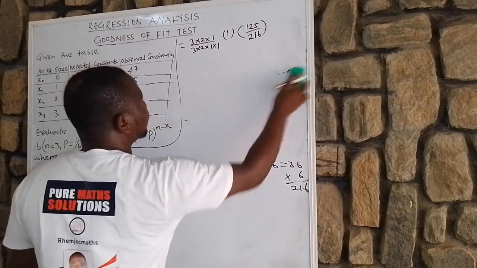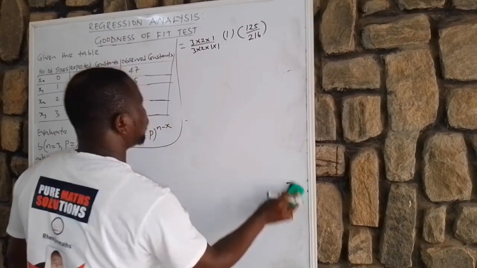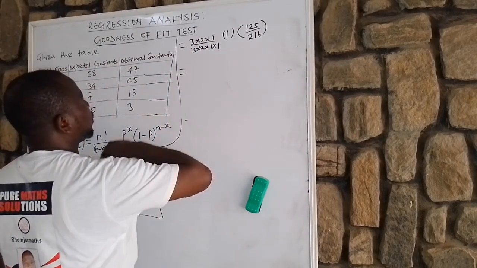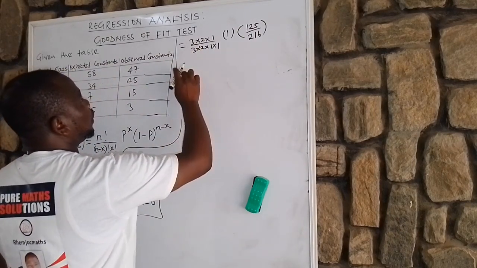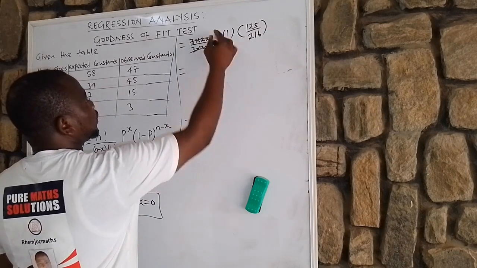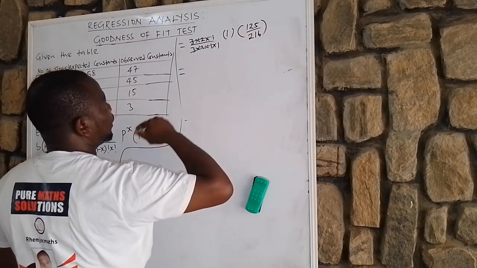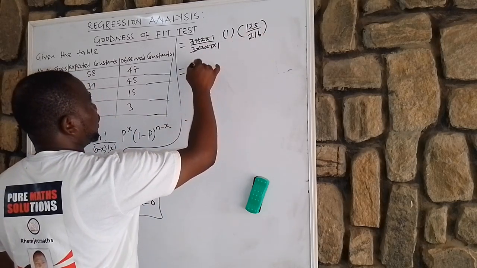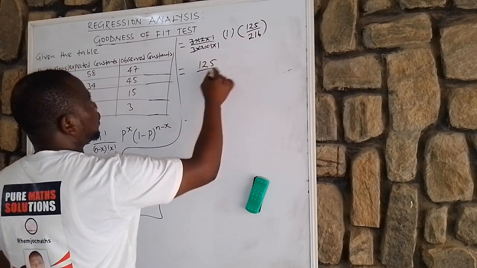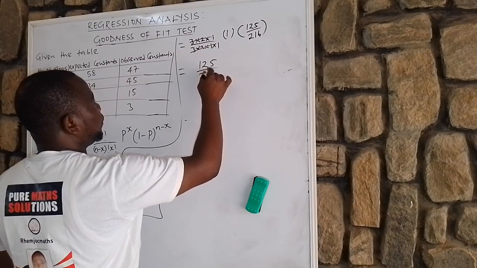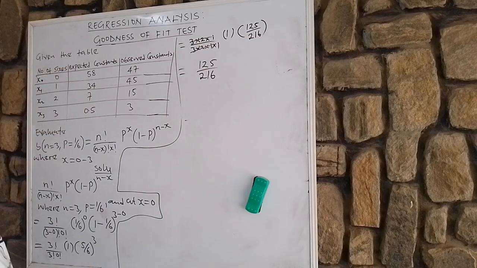So here will now be equal to this, and this and this will go. We are left with 1 to multiply this. We discovered that we have 125, then 216. Yeah, that is at x equals to 0.